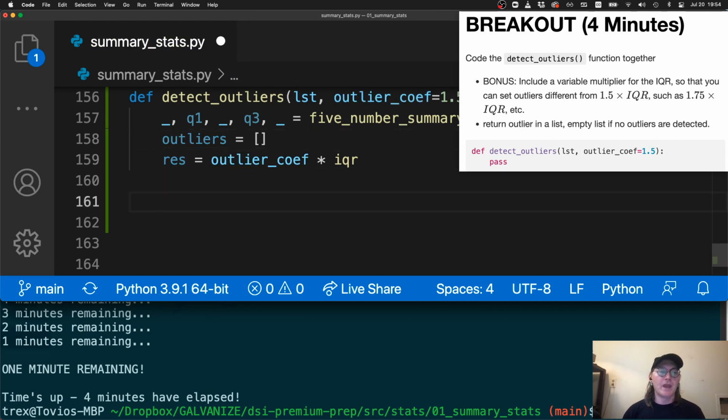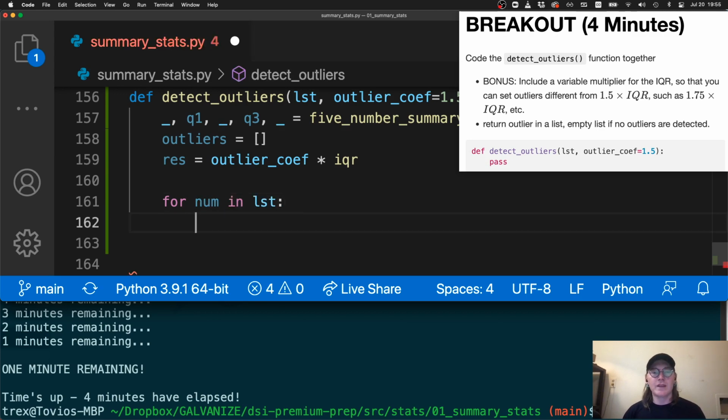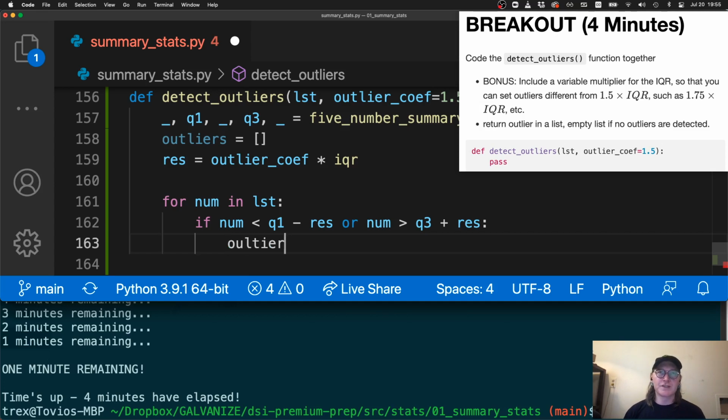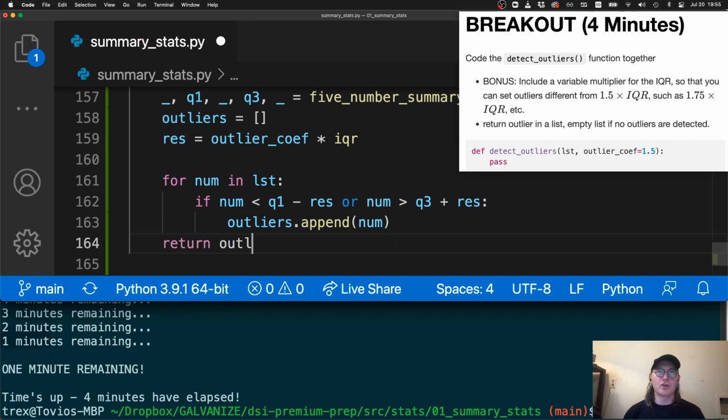Okay. And then we can say for each number in our list, we can just ask this question. If the number is less than Q1 minus that result, or if the number is greater than Q3 plus the result, if one of those is true, it's an outlier, right? Or we're going to consider it an outlier. So I'll say outliers.append, and we'll append the number. Then we can just return outliers.